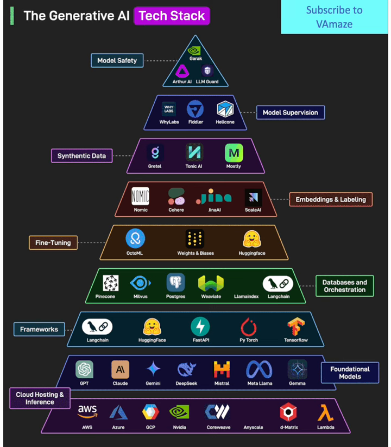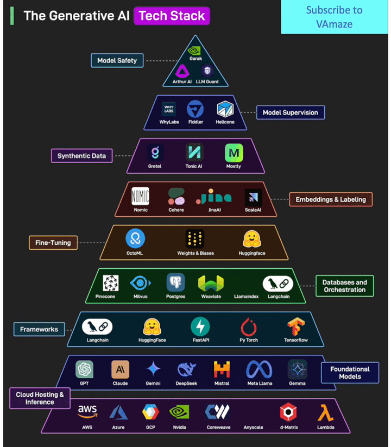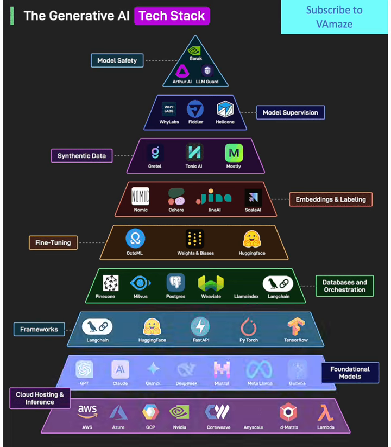Core frameworks, LangChain. Chain building, create complex AI workflows by chaining multiple components. Memory management, handle conversation context and long-term memory. Integration hub, connect to various LLMs, databases, and external tools. Agent framework, build autonomous AI agents that can use tools and make decisions.